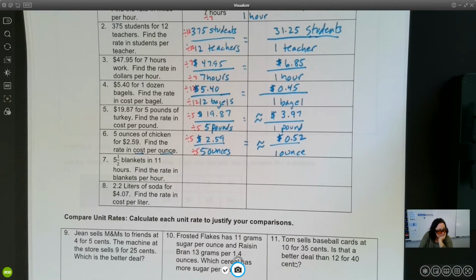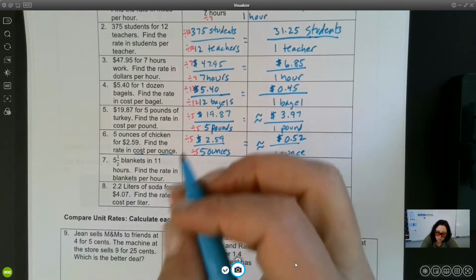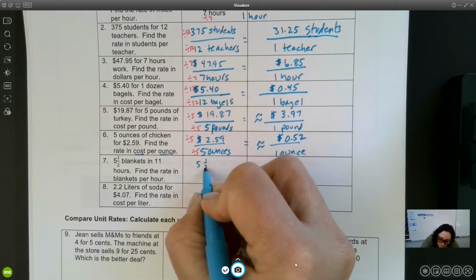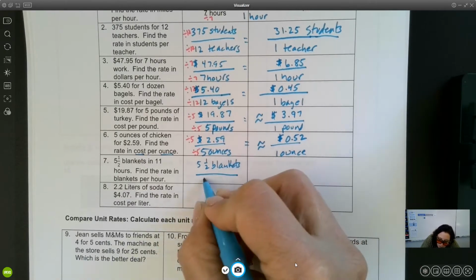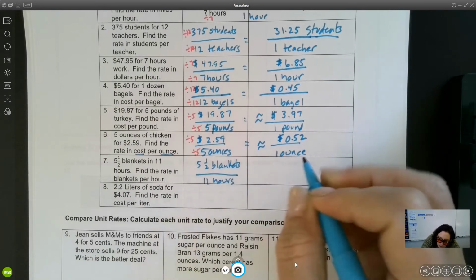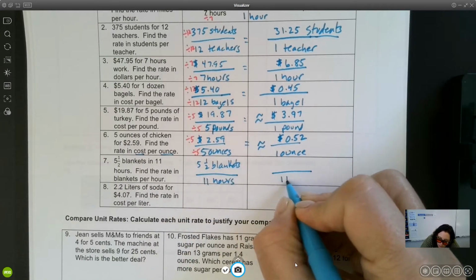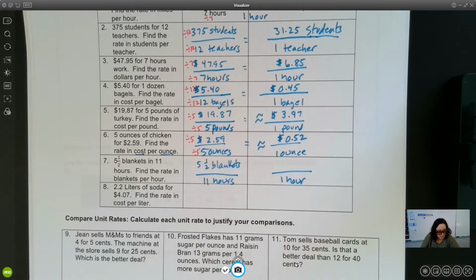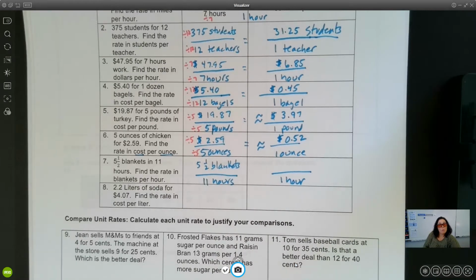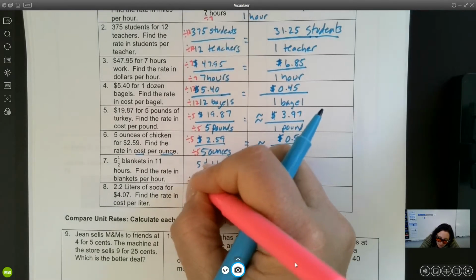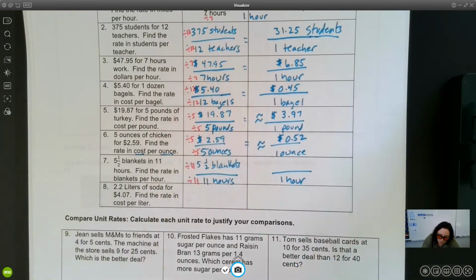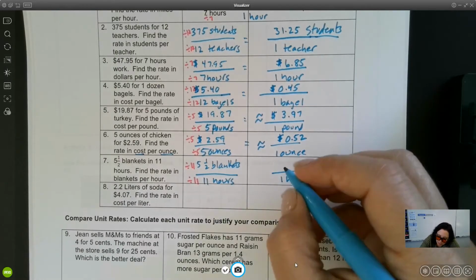Okay, 5.5 blankets in 11 hours. Find the rate in blankets per hour. 5.5 blankets per 11 hours. And we want to know 1 hour. So if we divide 5.5 by 11, we're dividing by 11 here. That would be half of a blanket.